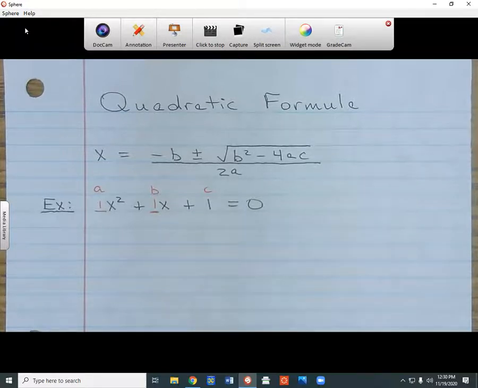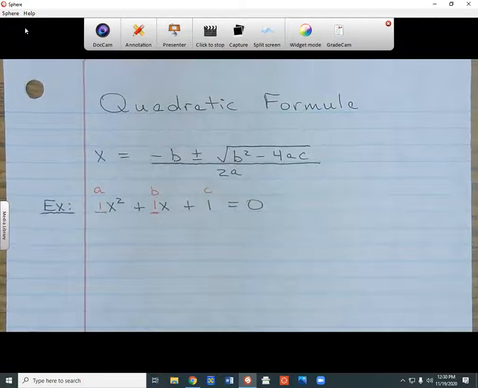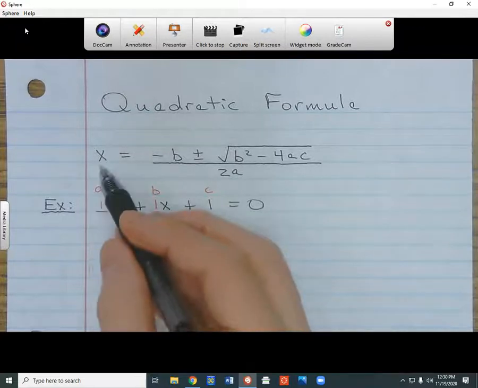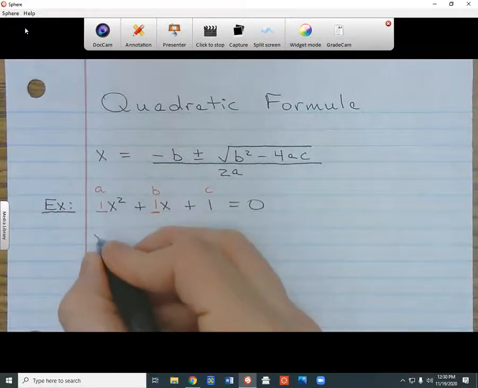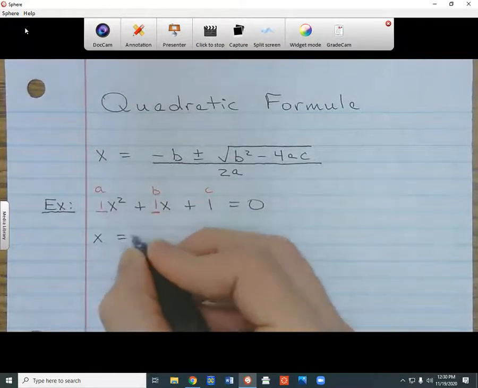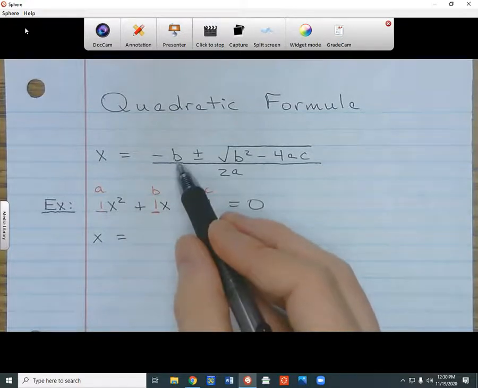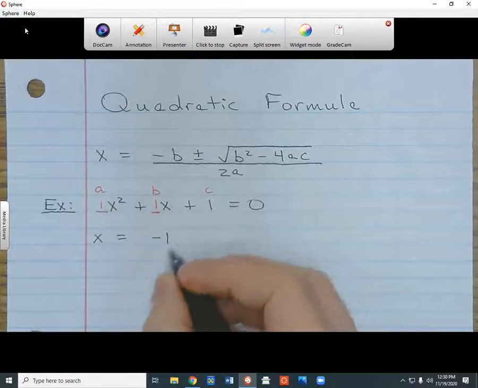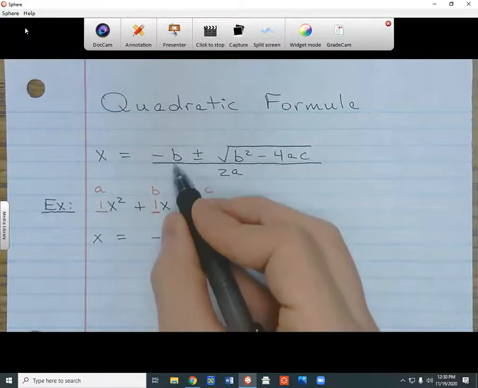Okay? So now that we know what A, B, and C are, we can just plug them into the formula and figure out what the solutions are going to be. So, as always, the X is going to remain the same. So I'm going to write down X. And then I know that B is 1, so this is going to be a negative 1. Remember, the negative always goes in front of the B for this step.